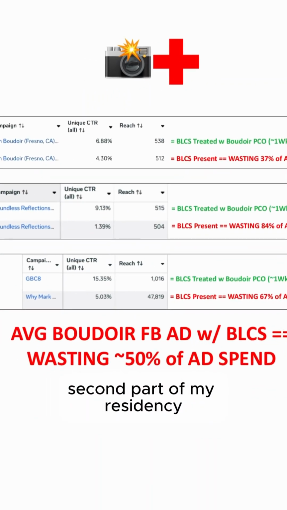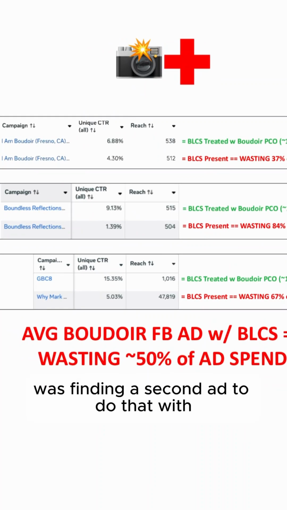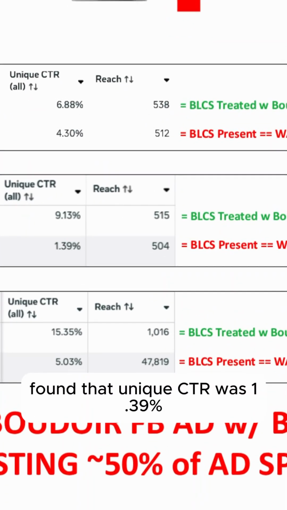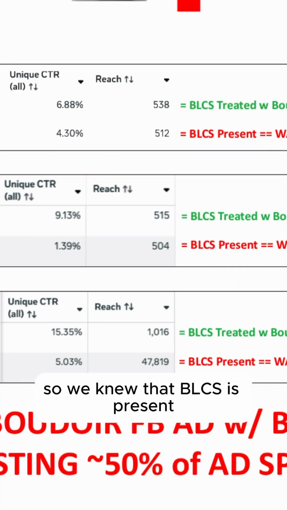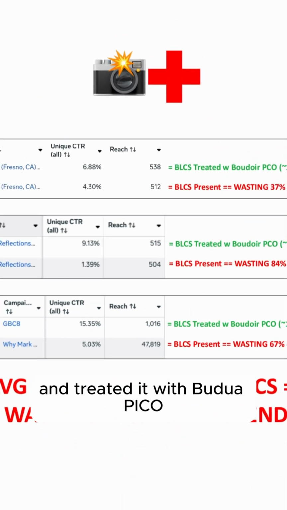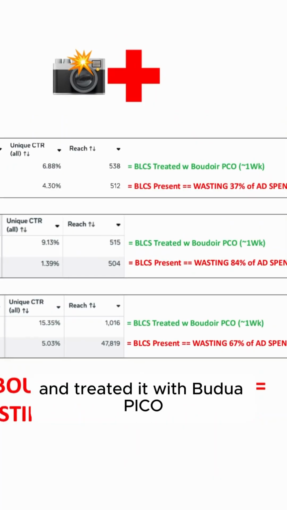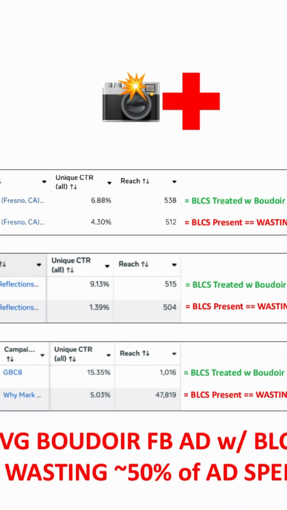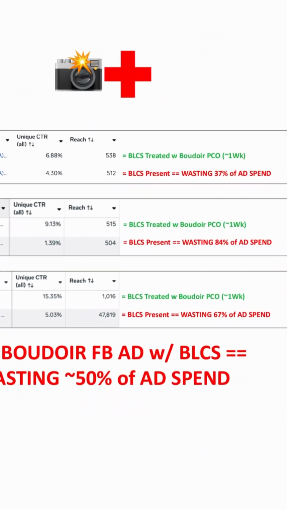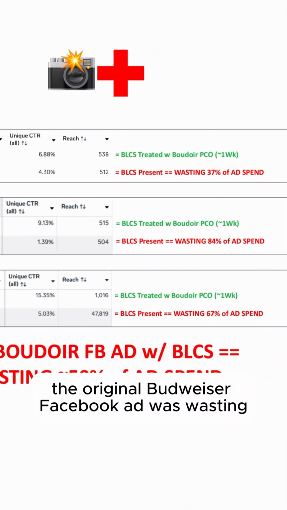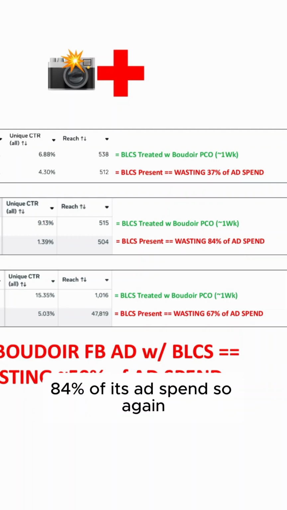Second part of my residency was finding a second ad to do that with. So I found another one out there, brought it to the hospital, tested it, and found its unique CTR was 1.39%. So we knew that BLCS is present. So we duplicated that and treated it with Boudoir Pico, and got the unique CTR up to 9.13%. Insanely good. And so we found out that the original Boudoir Facebook ad was wasting 84% of its ad spend.